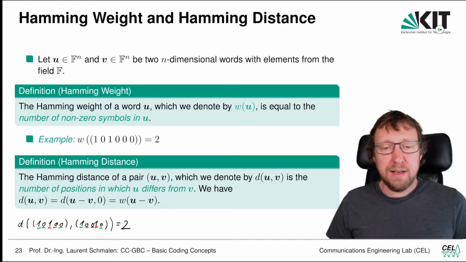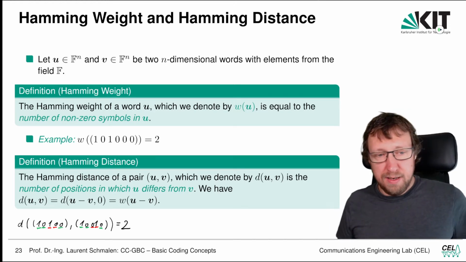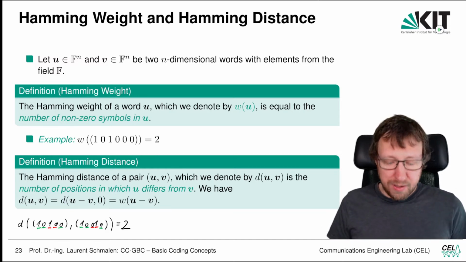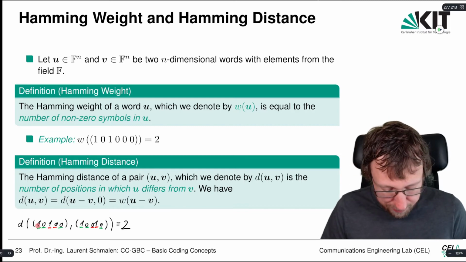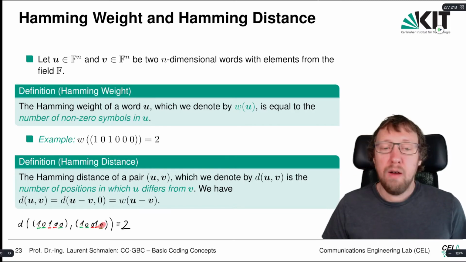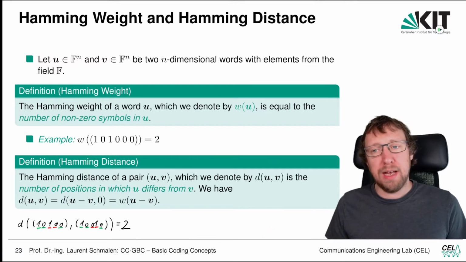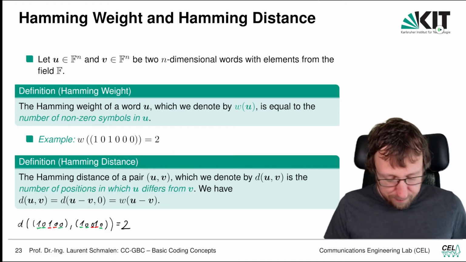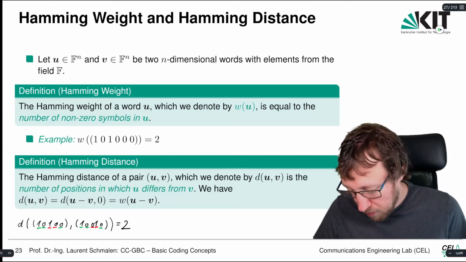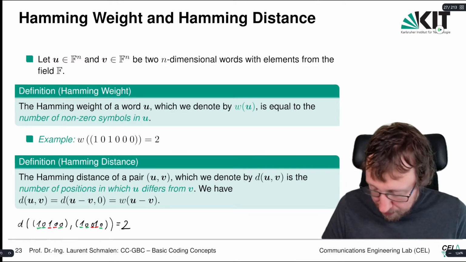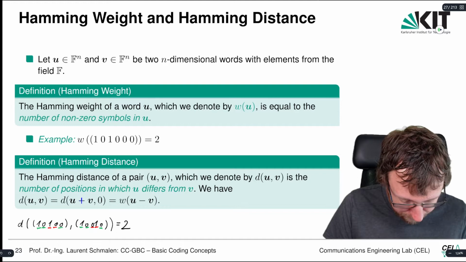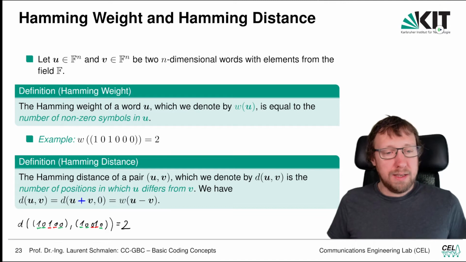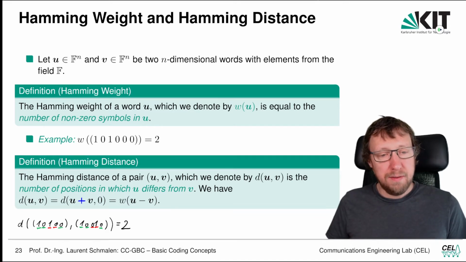So we can express the distance in terms of the weight, because if we take the difference between those two vectors, we calculate the difference between U and V. We know we operate on a field, so we can actually calculate a proper difference. In binary numbers, minus is equal to plus. So we can replace this minus by a plus. And then it's the Hamming distance between U plus V and 0.